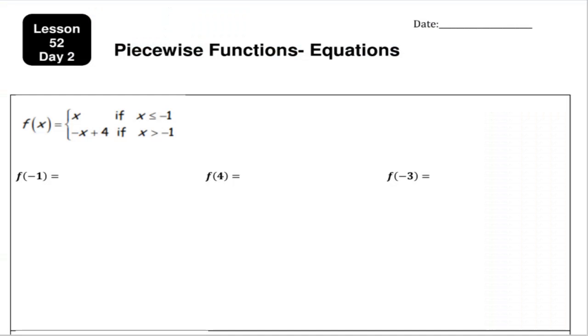Alright, welcome back. This is lesson 52, day 2. We're going to talk some more about piecewise functions. I know yesterday we just saw graphs of piecewise functions, but really what a piecewise function is, is 2 or 3 or 4 pieces of different graphs depending on a given domain, right? So it might be a line at the beginning, and then it's a parabola, and then it's another line.